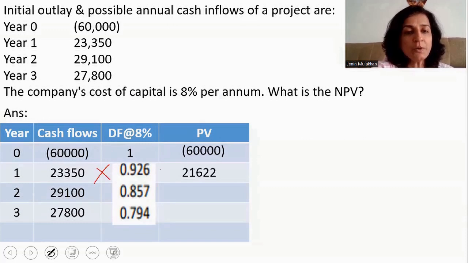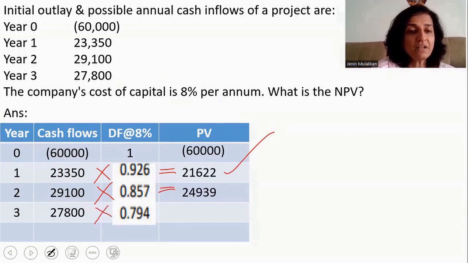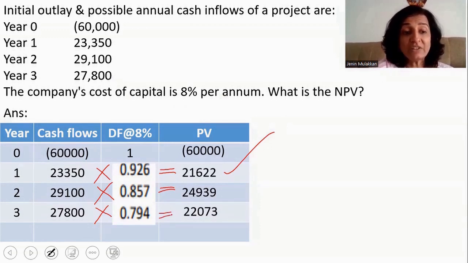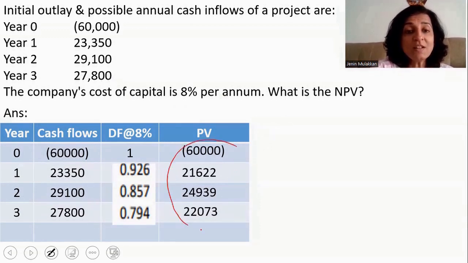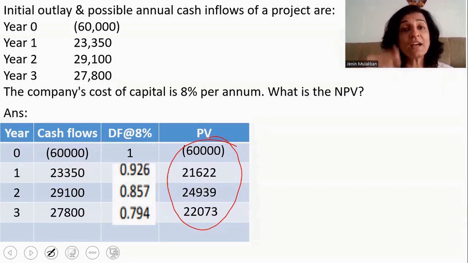23,350 into 0.926 is 21,622. So we have converted that into present value terms. 29,100 into 0.857 is 24,939. 27,800 into 0.794 is equal to 22,073, which means that all these figures are in the present value terms.